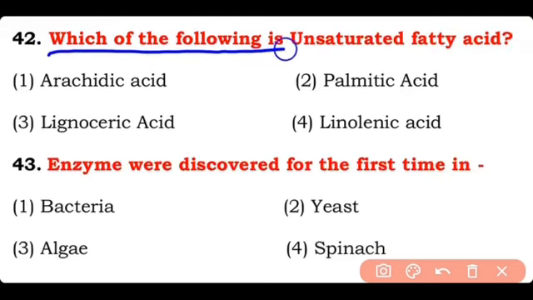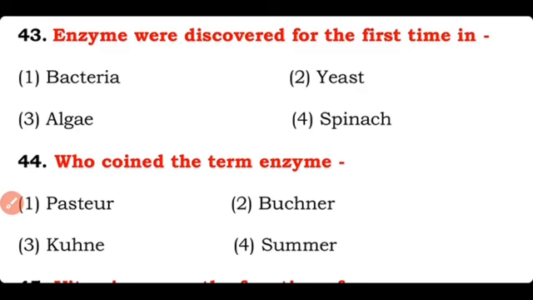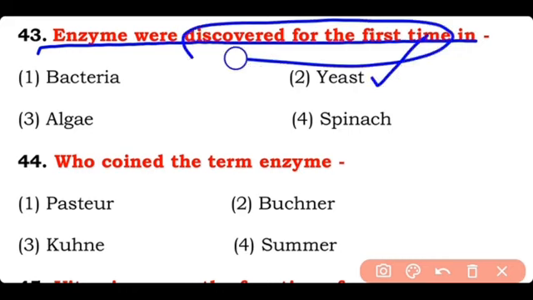Question number 42. Which of the following is unsaturated fatty acid? Arachidic acid, palmitic acid, lignoceric acid, linolenic acid. So correct answer is option 4. Linolenic acid is an unsaturated fatty acid. Question number 43. Enzymes were discovered for the first time in bacteria, yeast, algae, spinach. So correct answer is option 2. Enzymes were first discovered in yeast.